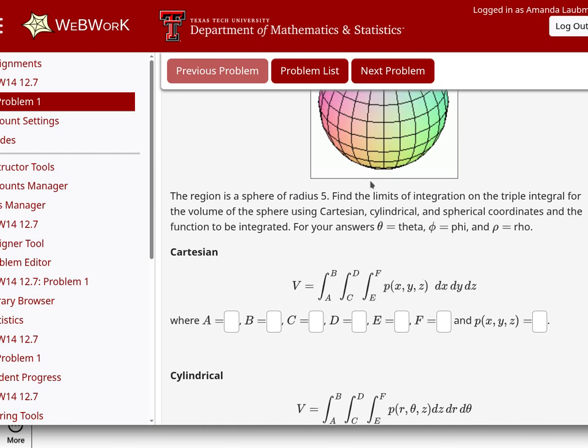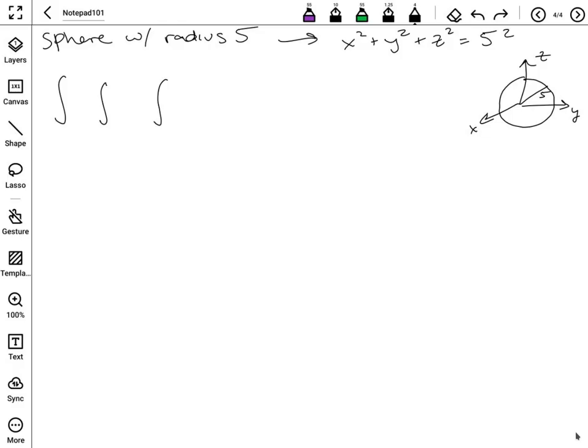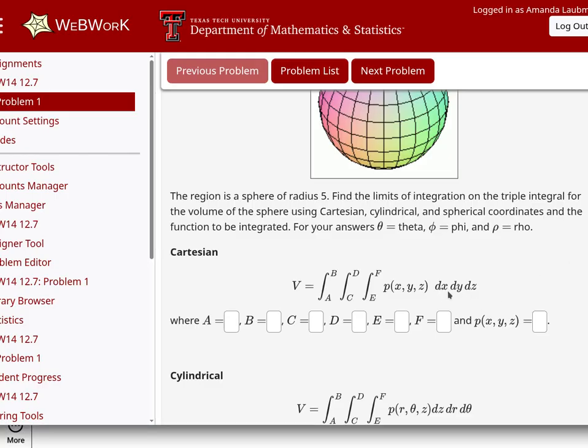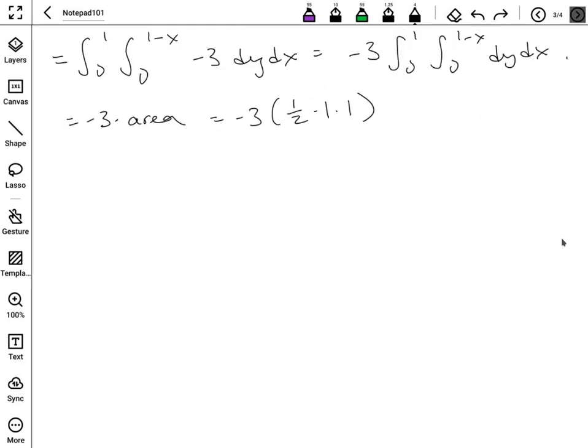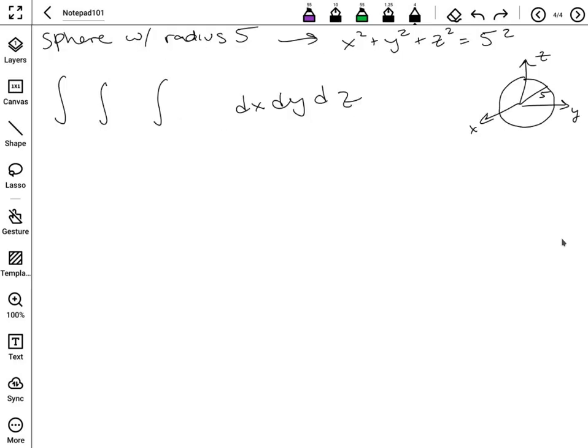Oh no, I just have a space to indicate what is dV. Okay, so it's going to be dz, dy, dx. I get to pick whatever order I set things up in general. WebWork told me it has to be dx, dy, dz, so I guess I'm going to do that instead. Okay. So my x has to go on my innermost bounds. And it's the variable that is allowed to be in terms of y and z.